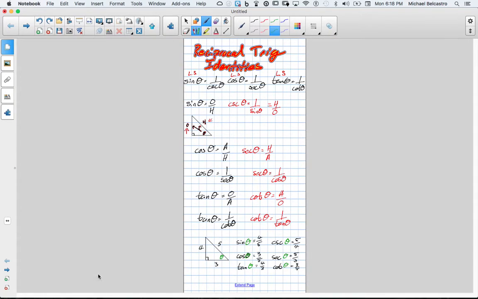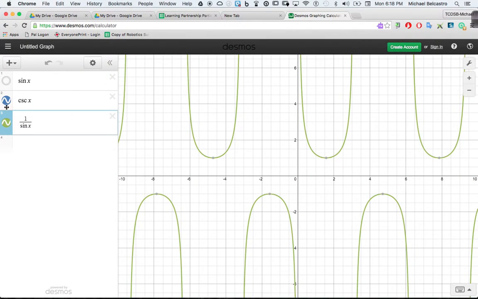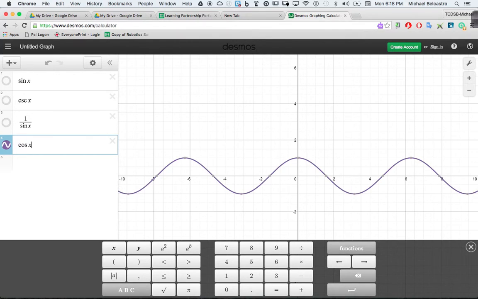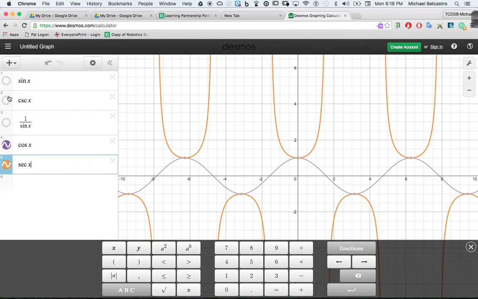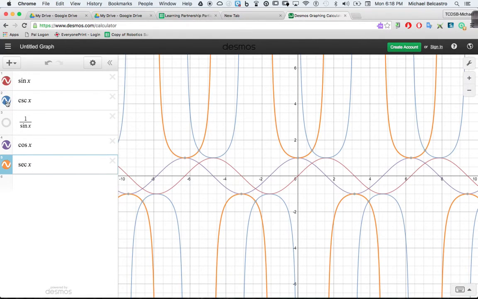And then you could do the same thing on decimals. You can kind of take a look at what they would all look like here. We'll turn 2 of them off. Let's take a quick look. Cos x and secant x. Very similar to the relationship between sine and cosecant. You'll see how they're very similar.